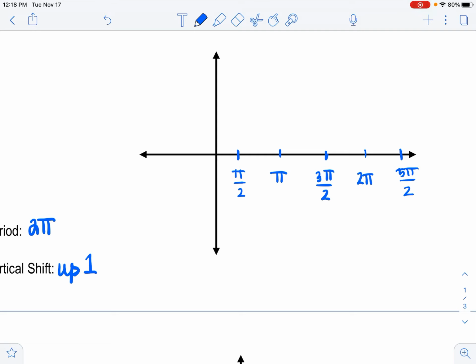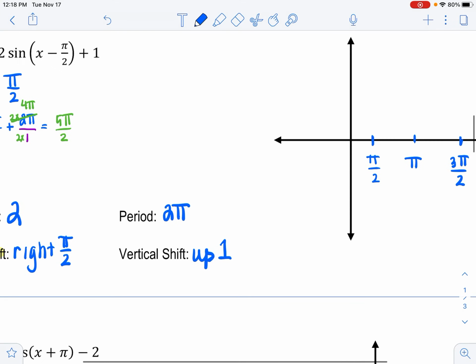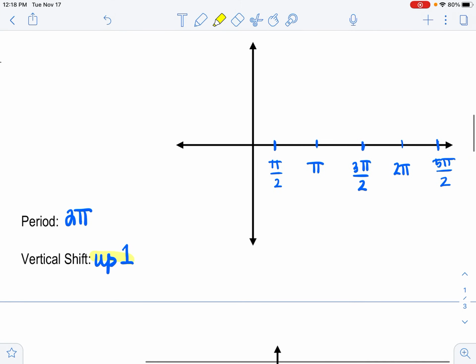Now, the next thing I'm always going to do is draw on my midline. So if there's no vertical shift, my midline is at y equals 0. But if you look, this is moved up 1. If it's moved up 1, that means my midline is up 1. So I'm going to put a tick mark up 1, and then draw my midline going through it. So here's my midline. This is what the middle of my graph is going to be.